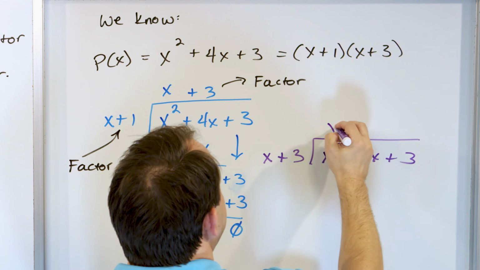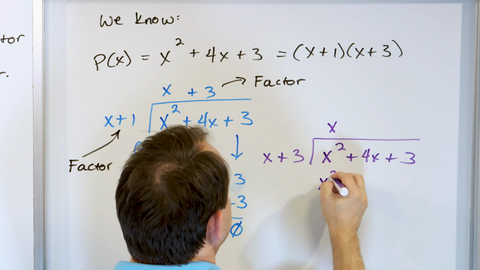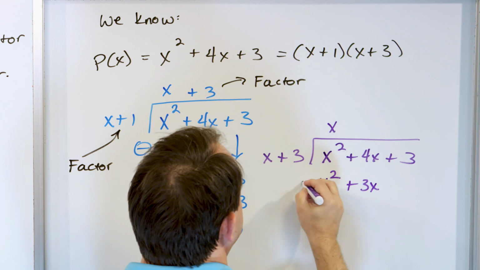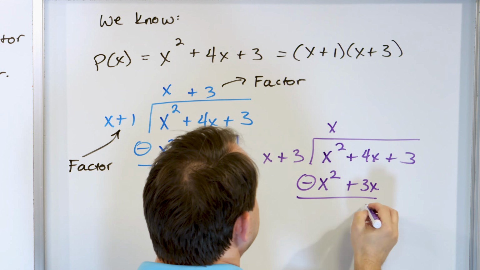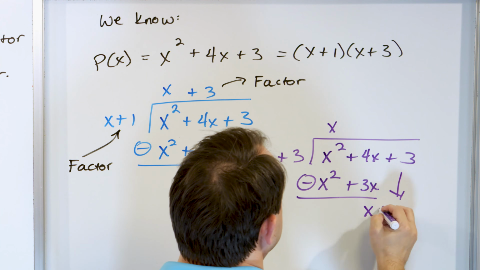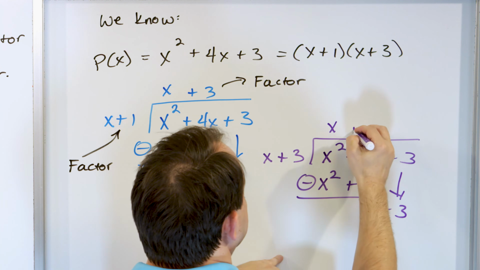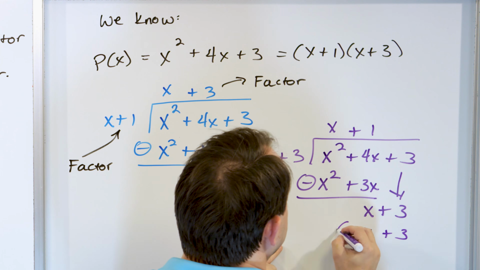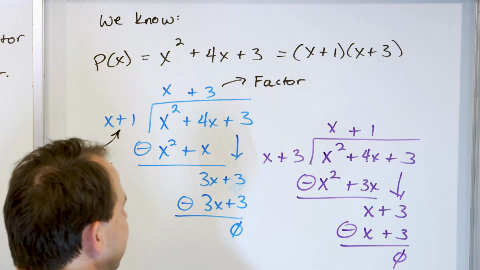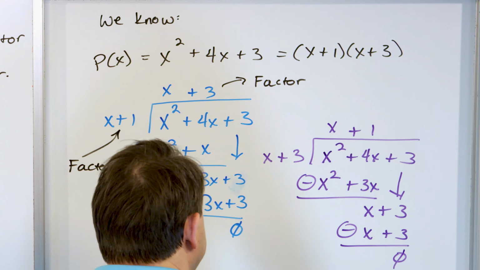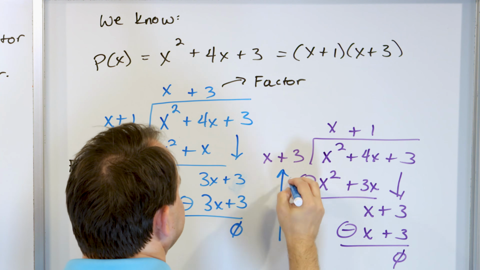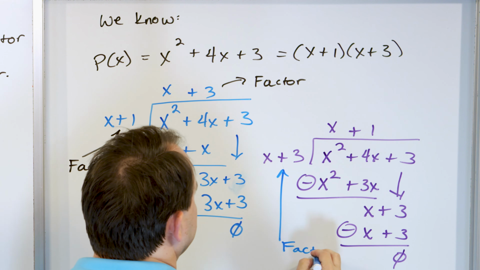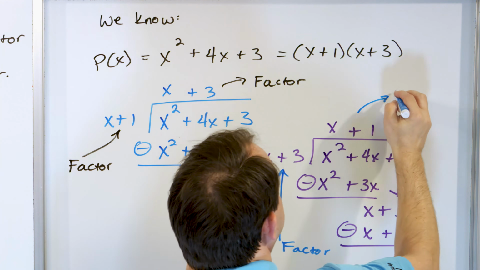So x times x gives me x squared. Multiply, I get x squared plus 3x. Subtract. 4 minus 3 is 1x. Drop the 3 down. X times 1 is x, and then plus 3. You can see, again, I get a 0 remainder. I should always get a 0 remainder back. So this thing was a factor because I knew it was a factor to begin with. And when I divided, I figured out that this was a factor.